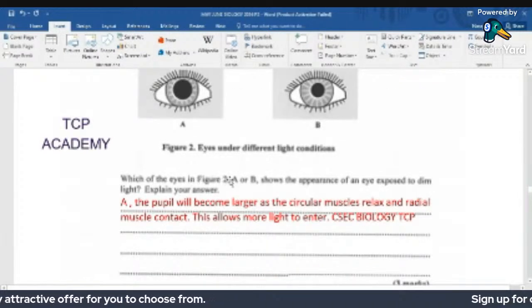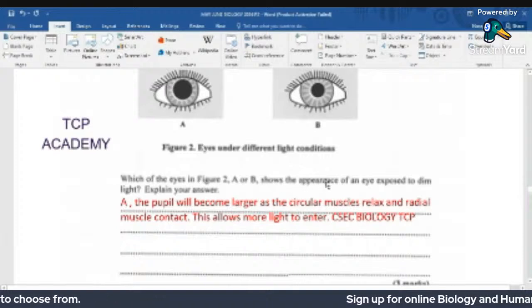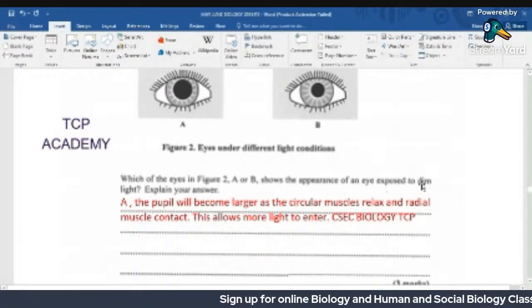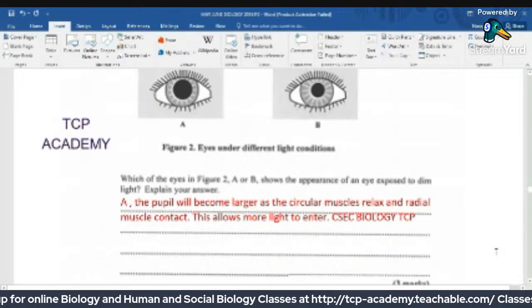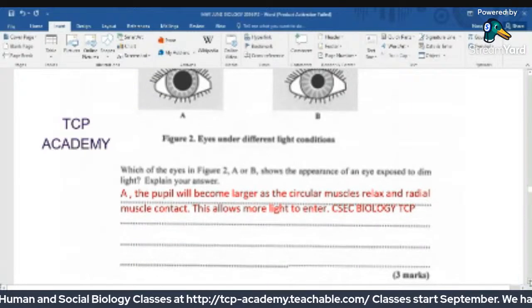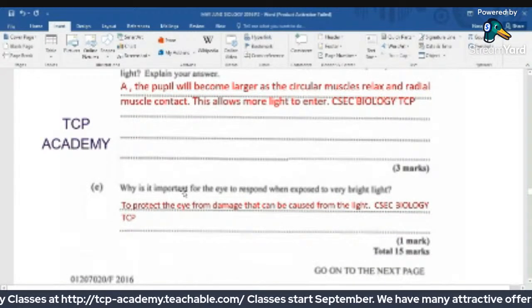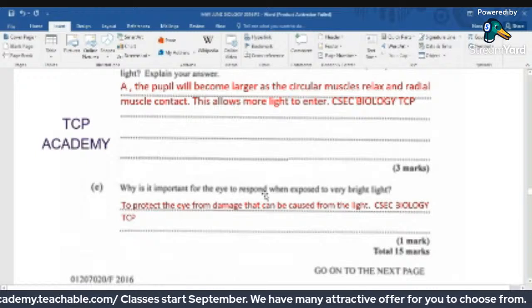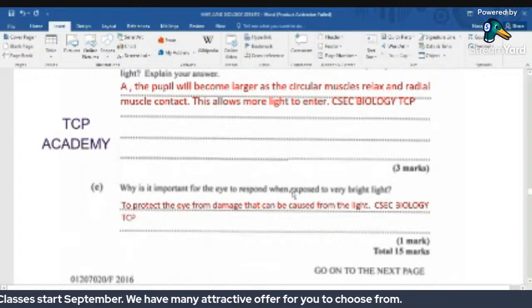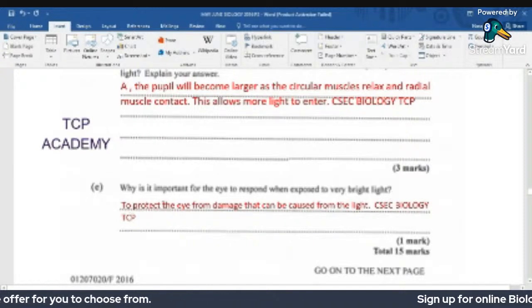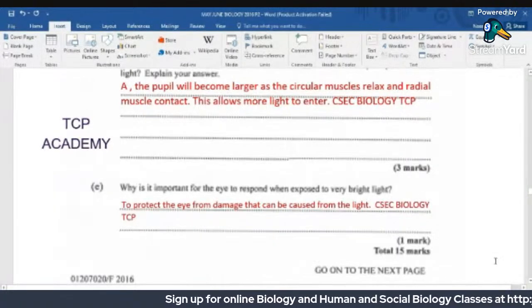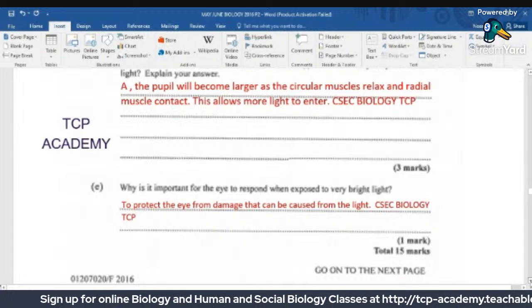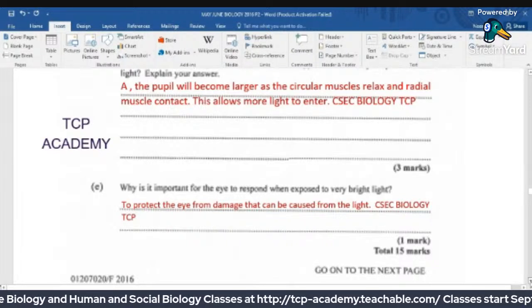Which of the eyes in 2, A or B, shows the appearance of the eye exposed to dim light? All right, so this is the eye here in dim light. It will open the pupil, allowing more light to get in. Why is it important for the eye to respond when exposed to very bright light? You have to protect the eye from damage that can be caused by this light. So heavy light entering the eye will damage the light sensitive cells.